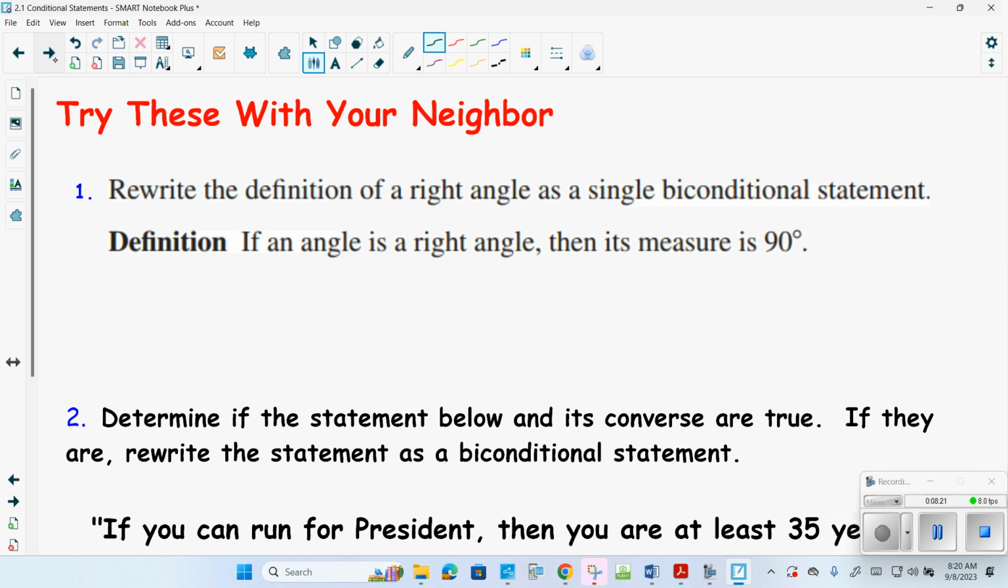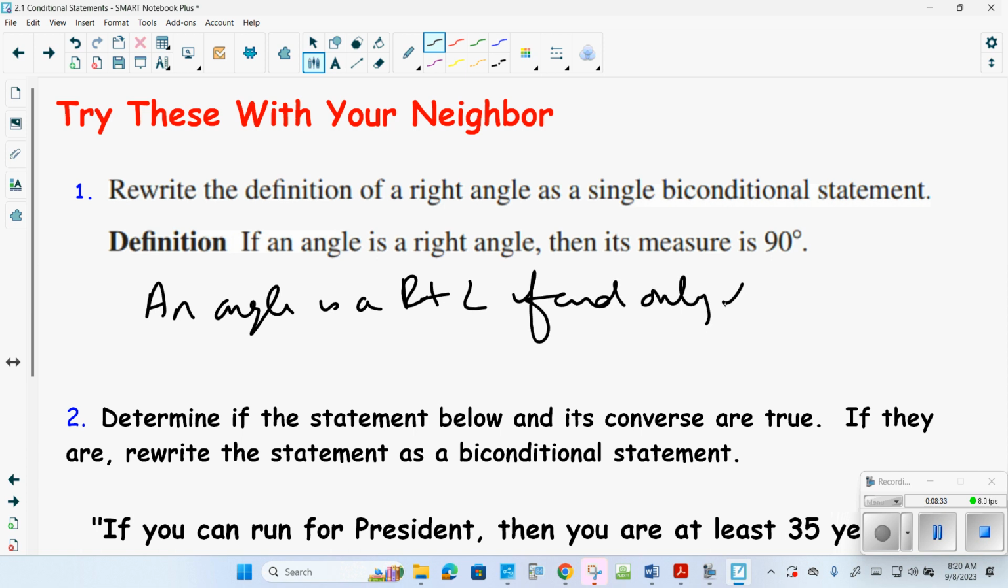All right, here we go. If an angle is a right angle, then it measures 90 degrees. An angle is a right angle if and only if it measures 90 degrees.